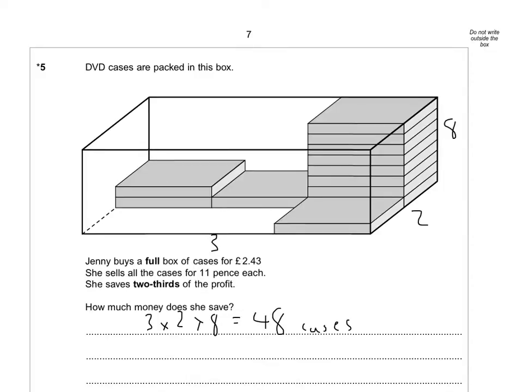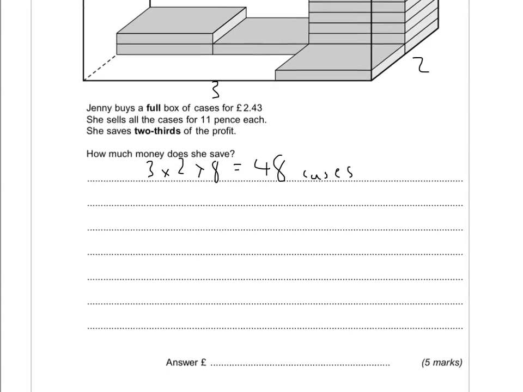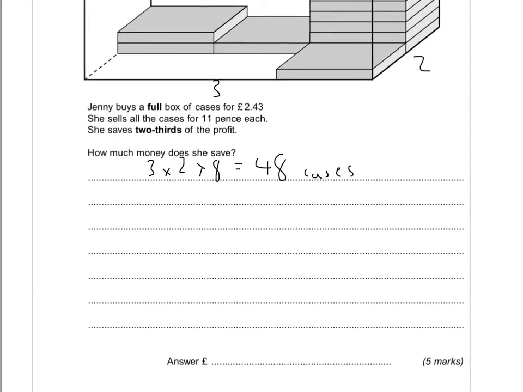So now let's think about what the question's actually asking me to do. So it's saying she's buying those 48 cases for £2.43 and she's going to sell them on individually for 11 pence each. Okay, so let's work out how much money she'll make if she sells each of these 48 cases for 11 pence each. So what I'll do is I will do 48 times, now if I times by 11 I'll get an answer in pence, if I times by 0.11 I'll get an answer in pounds. I'm noticing that the question's eventually going to be in pounds, so I'll maybe keep it all in pounds now. I'll do 48 times 0.11.